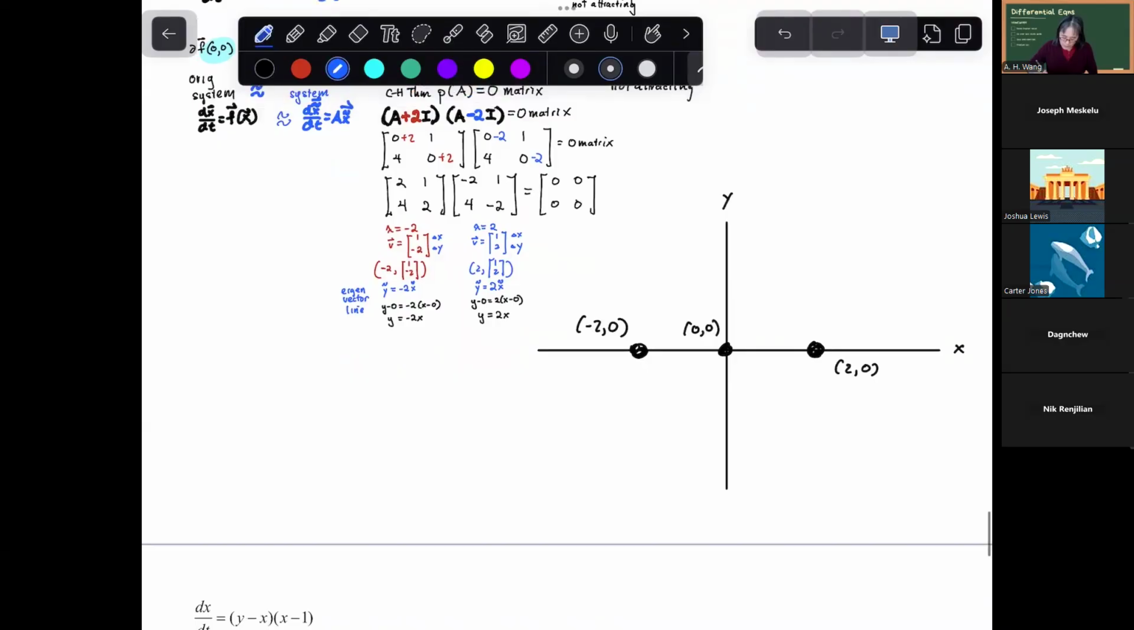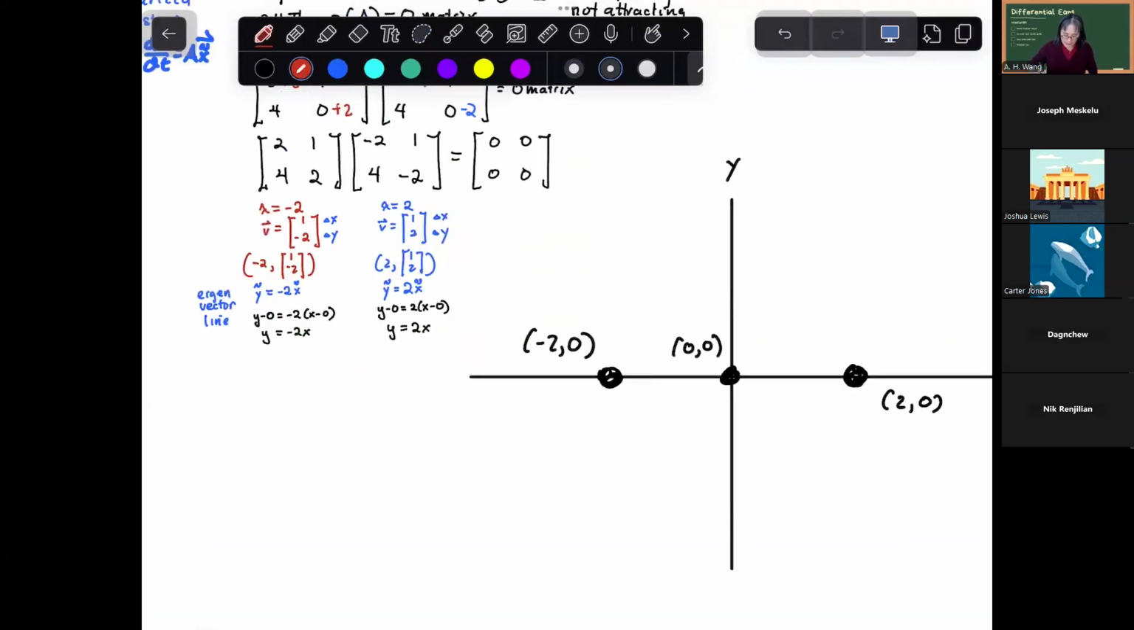So I'm going to draw this. So there was the red line. And notice that V is 1, negative 2. So if you go over 1, down 2, the slope is like this. Okay? So you'll draw the slope like this. So this is your eigenvector line. So you draw it like this. The slope is like this. Okay? And it is negative.